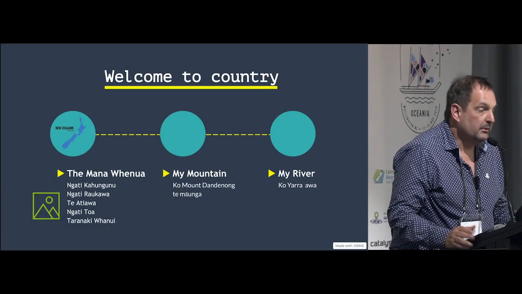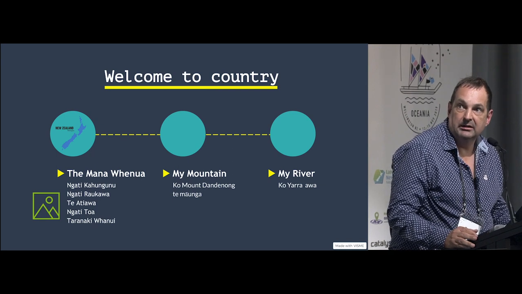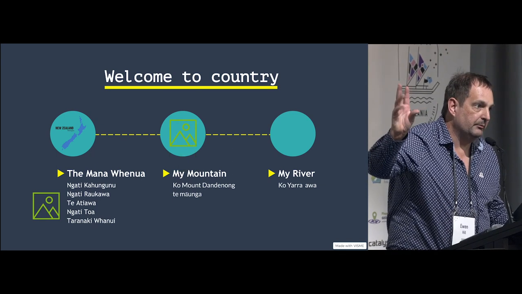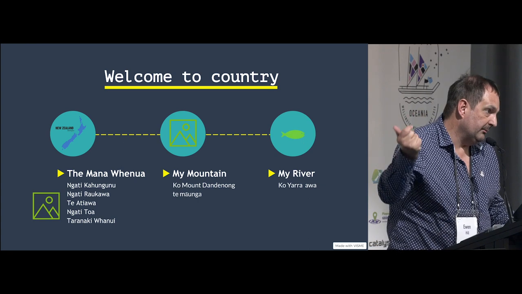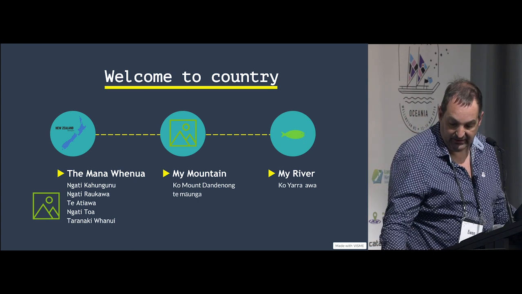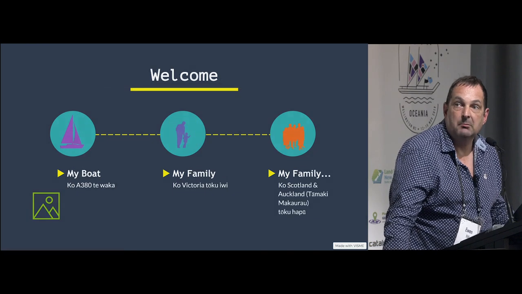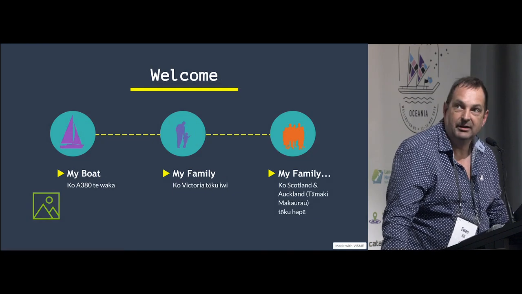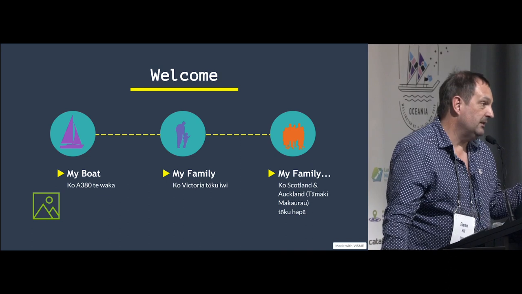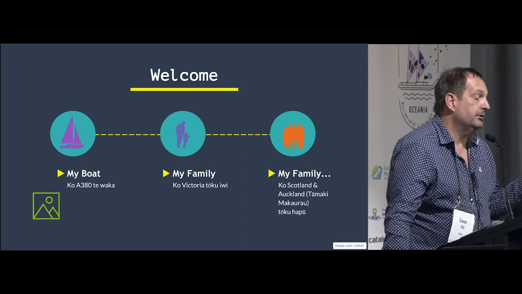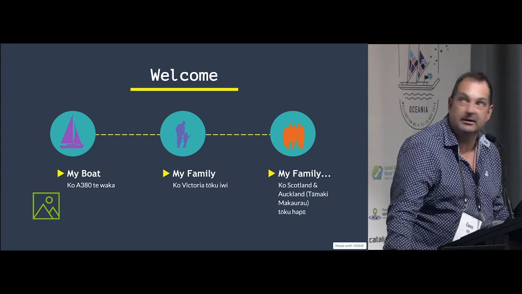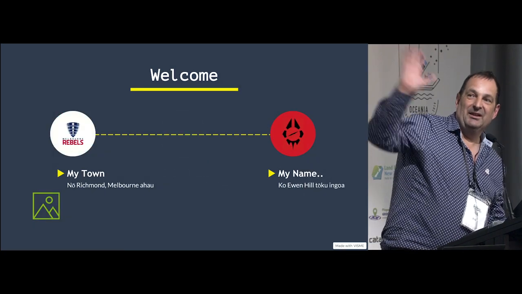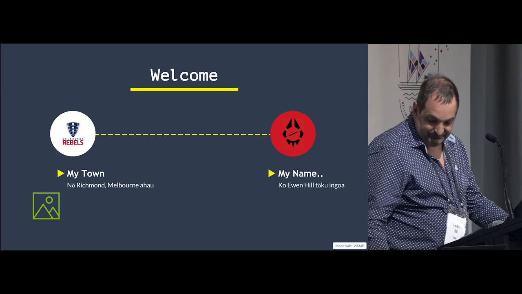Thank you to everyone here today, and we're on the lands of a whole lot of tribes who've come here, and I won't mention them all. My mountain is Mount Dandenong, my river is the Yarra River, my boat is normally an A380. My family are from Victoria, but my family also come from Scotland and Auckland, so apologies for that. My town is Richmond and my name's Ewen.